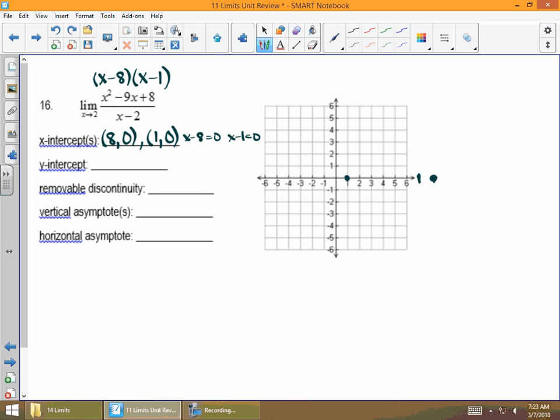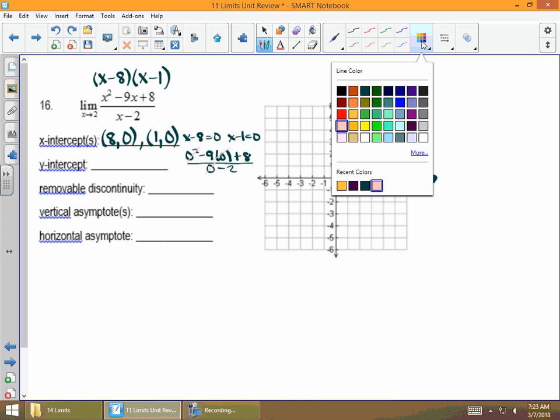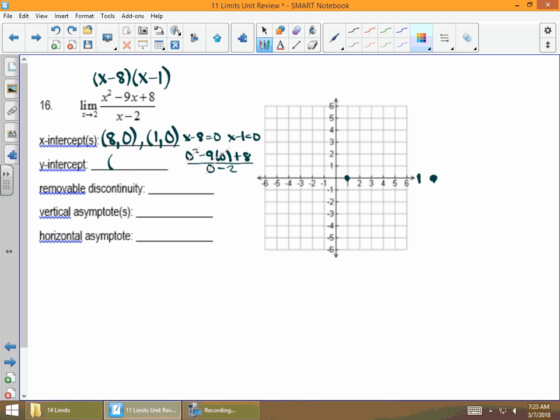Y-intercepts are what we get when we put zeros in for our x's. So 0 squared minus 9 times 0 plus 8 over 0 minus 2. So our zeros cancel. I have 8 over negative 2, which means my y-intercept is going to be negative 4. Starting to get a picture of what this rational function looks like.